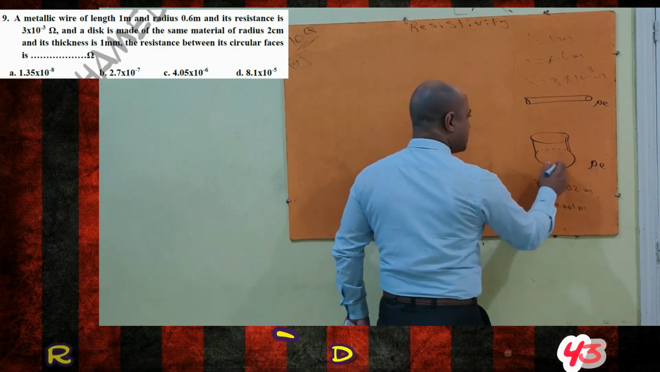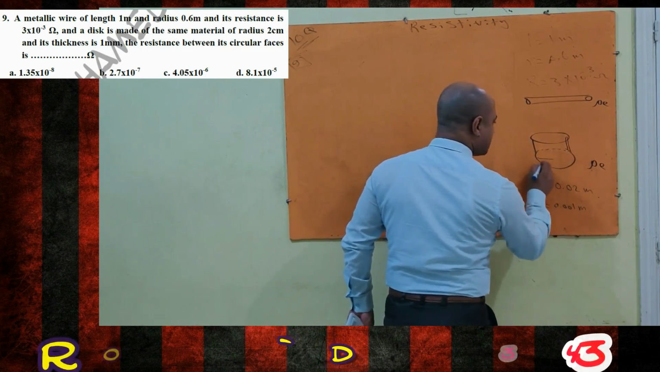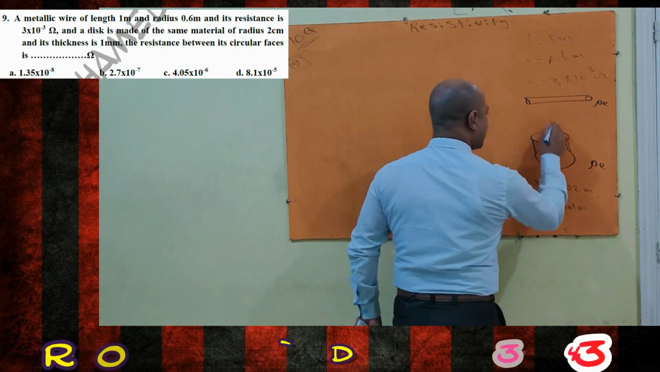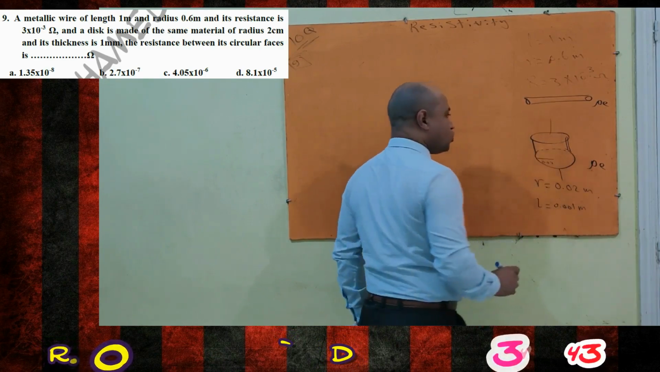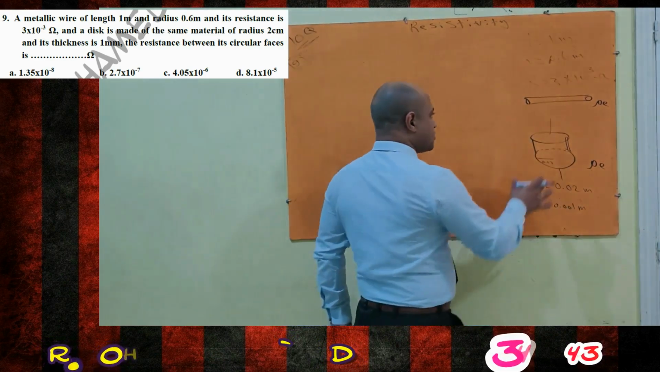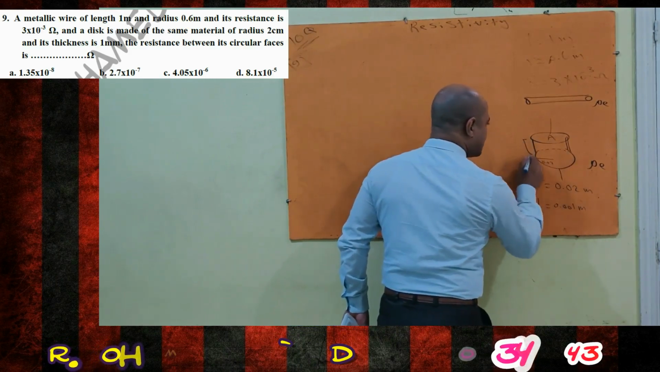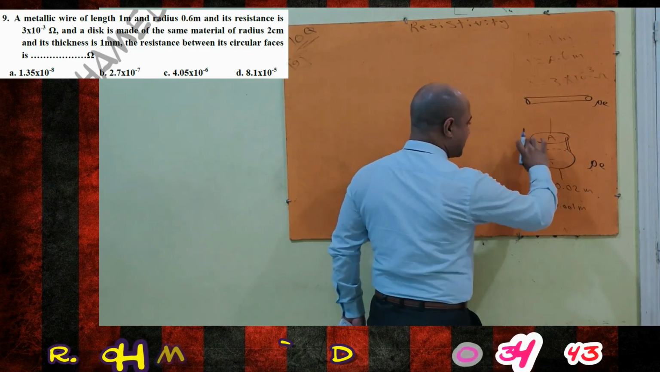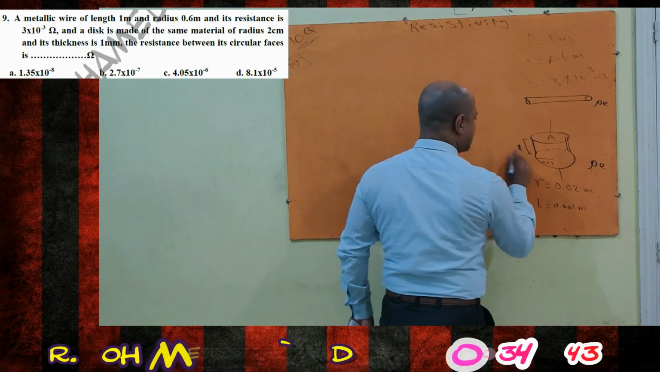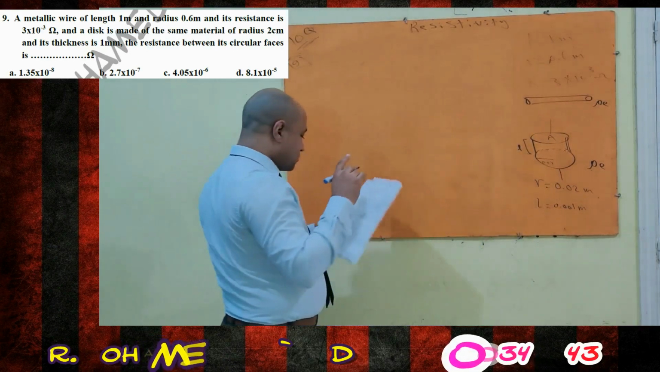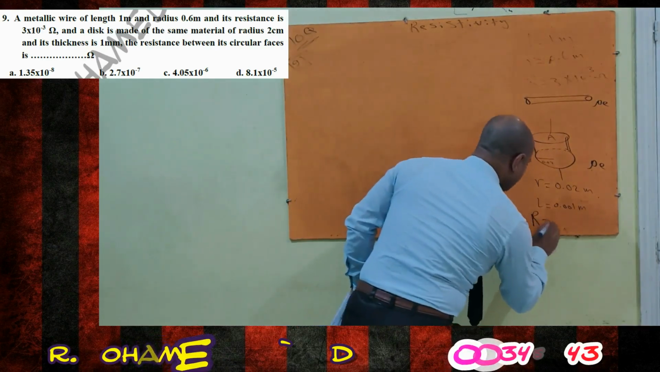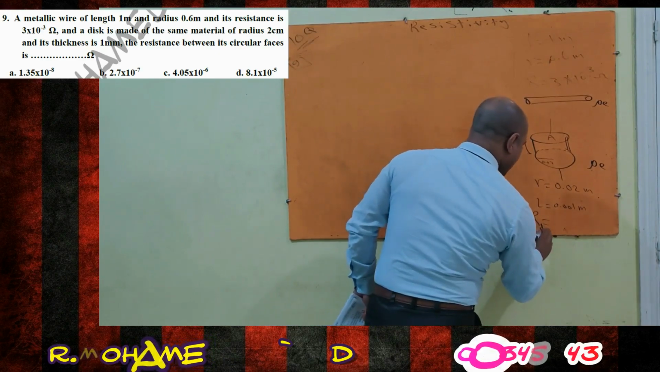You can imagine it. So the radius is 0.02. So the resistance between its two circular faces: this is the area and this is the thickness. Its thickness is the length. R equals what? R of this disc equals what?